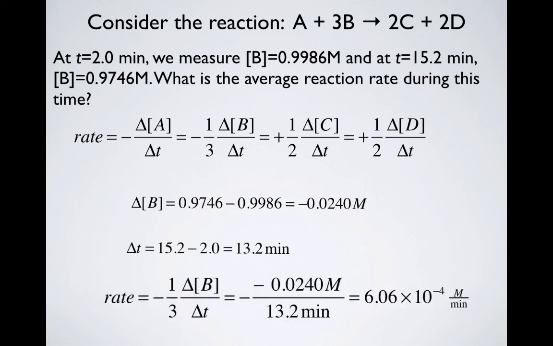Now, if we wrap that all up, we see that rate is equal to negative 1/3 change in B over change in time. So we're going to get negative 0.0240 molar over 13.2 minutes. And we get an average rate during that time of 6.06 times 10 to the minus 4 molarity per minute. Now, if I had measured the concentrations of A, C, or D and plugged them into the appropriate equation, I should have calculated the exact same rate for that reaction.